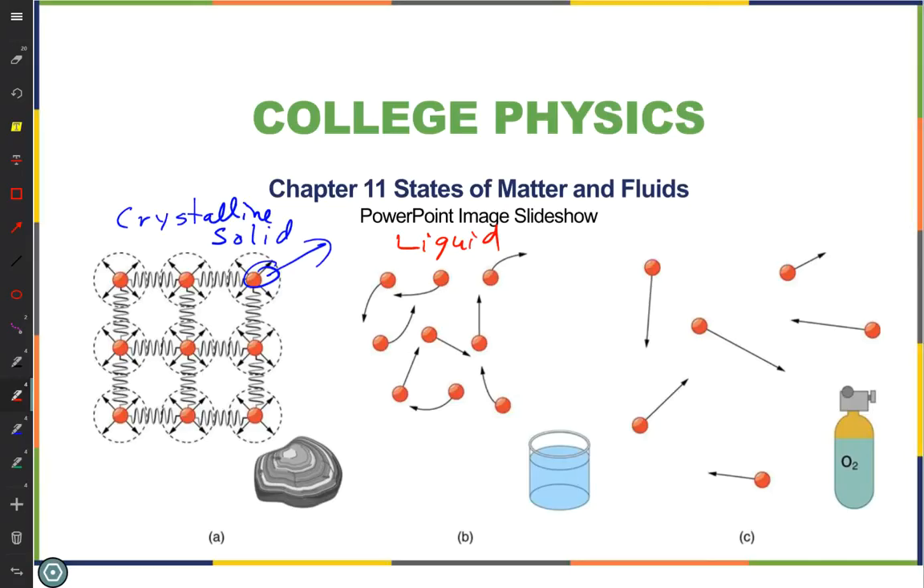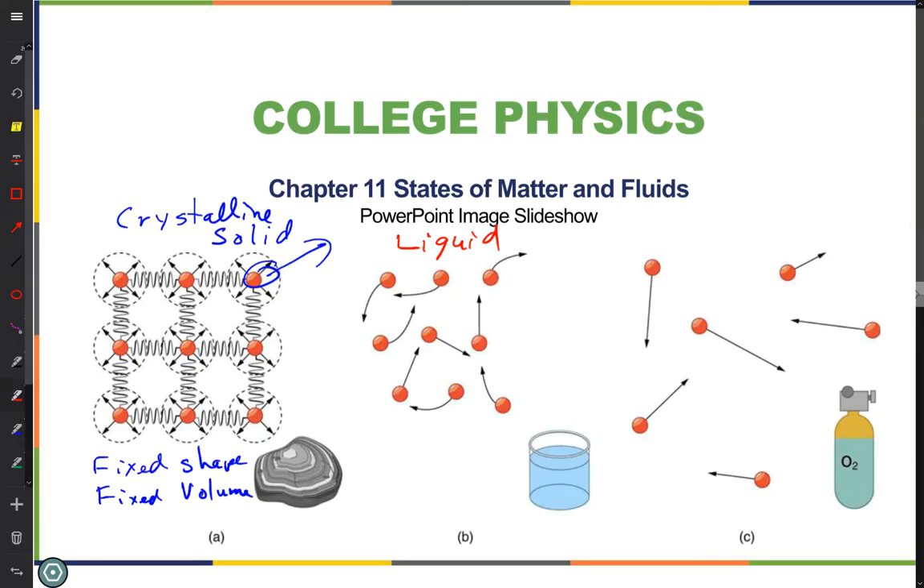In the liquid state, your atoms are now free to move about the country, so to speak, but they can't leave each other. There's still a force that holds the atoms all together, so they can't actually escape, but they can move past each other. They're not in a fixed position. And so the liquid, notice for the solid, you had a fixed shape and a fixed volume.